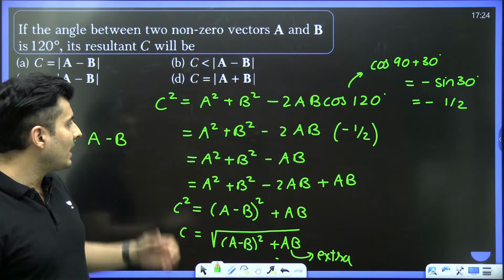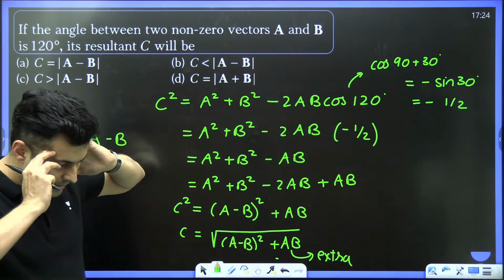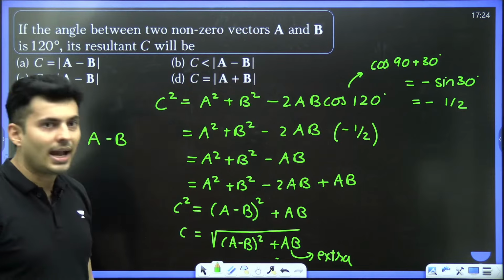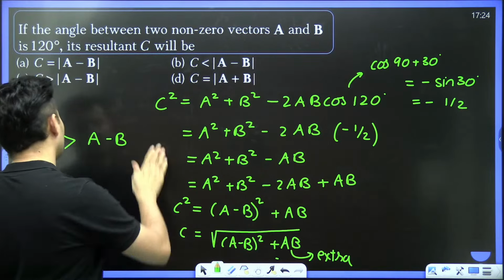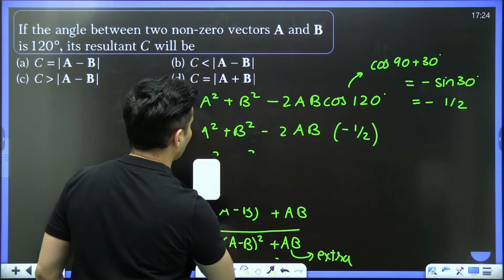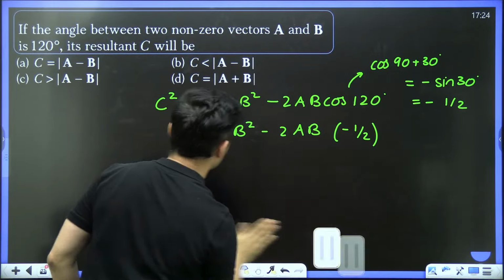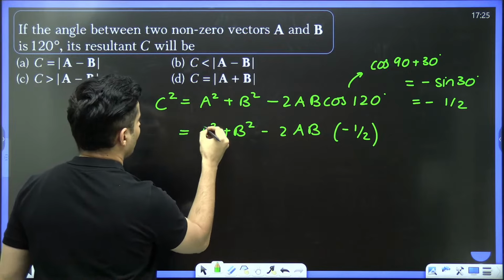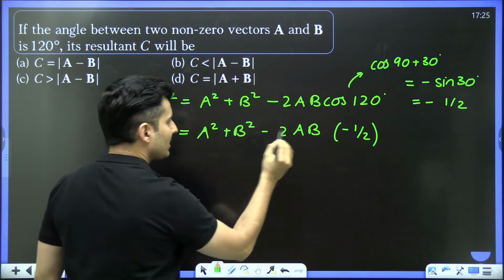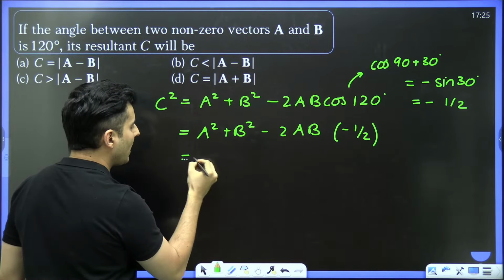Oh, did I miss one sign? What did I just do? I'm so sorry, guys. I had to add. I missed one sign. Thank you for pointing it out. My bad. Minus and minus, I missed it. So this minus and this minus will become plus.